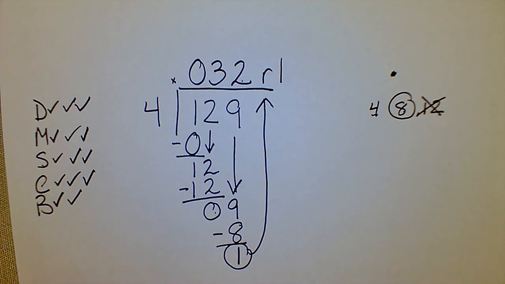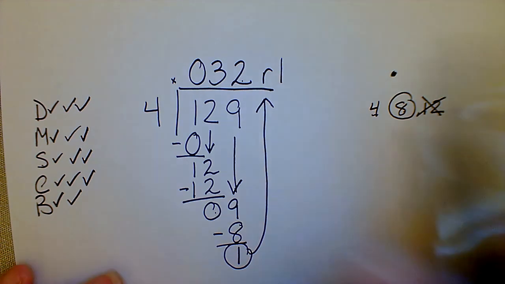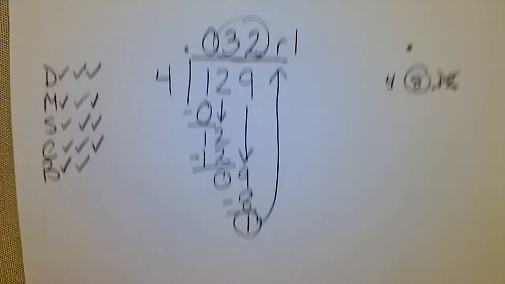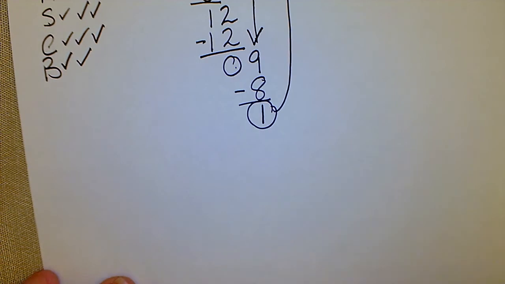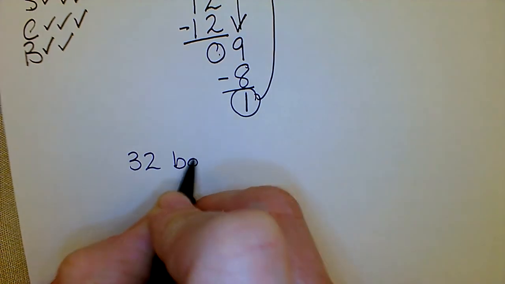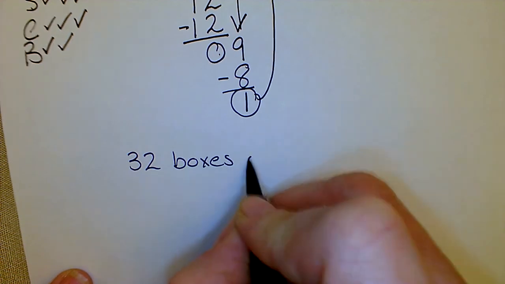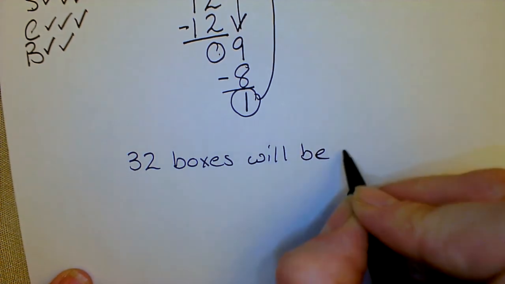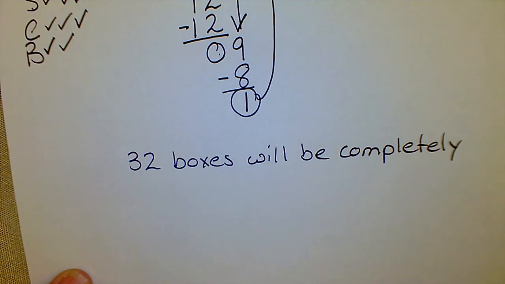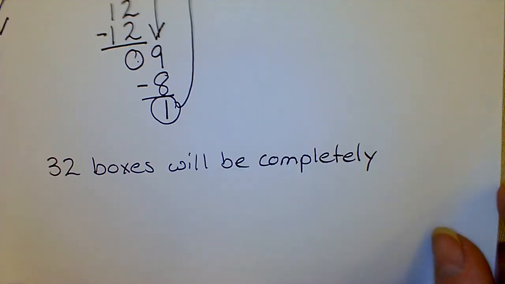So now how are we going to use this to help us answer the question? Remember, in the question it asked us 2 things. The first one was, how many boxes will be completely filled? And that's this part of the answer. 32 boxes will be completely filled. So let me go ahead and write that. I'm sorry I'm going out of the frame here with our answer, but I'm going to write 32 boxes will be completely filled. I'm going to squeeze it in. I can do it.